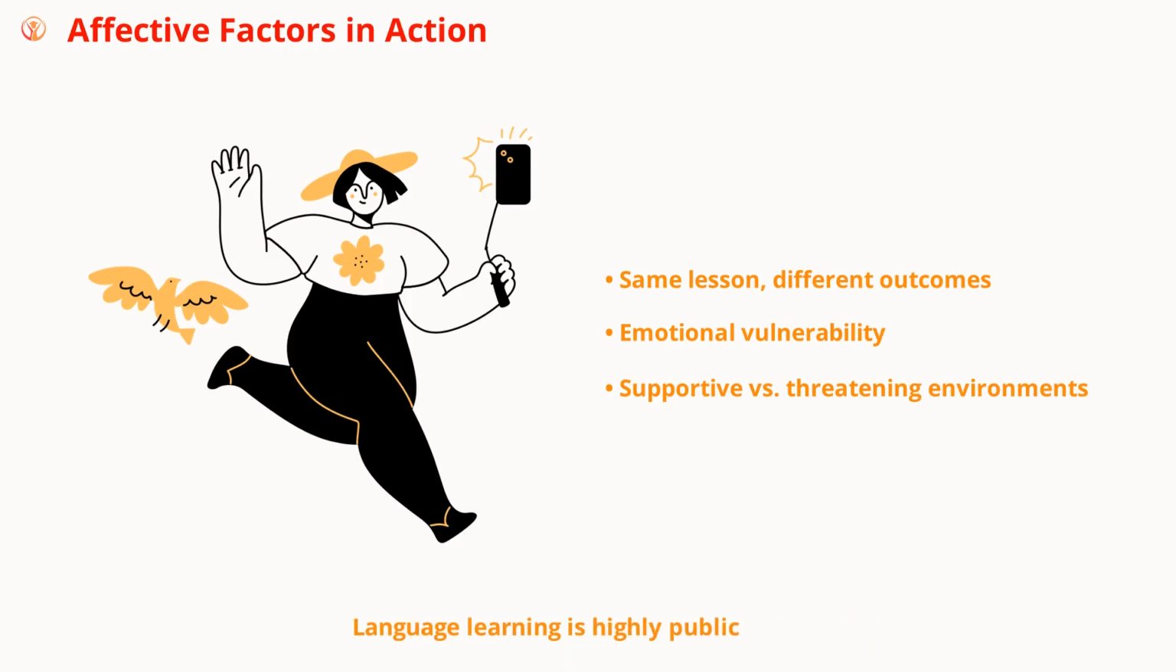Language learning is highly public, requiring students to speak before they feel ready, make mistakes in front of others, and reveal gaps in understanding. This creates emotional vulnerability. If the classroom feels threatening, learners may withdraw. If it feels supportive, they're more likely to engage and grow.